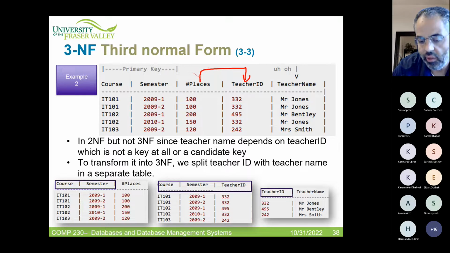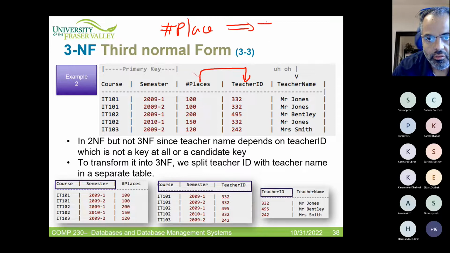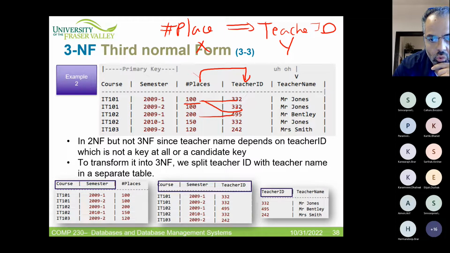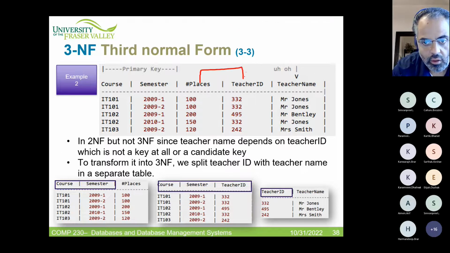Before we go to third normal form, I'm just double checking dependencies. Can we say that number of place gives teacher ID? Yes or no. To have this as a functional dependency means that the X part should be related to at most one value in the Y part. So 100 is related to 332 and also 332. 200, 495. 150, 332. And 120, 242. So I think this gives this, because especially when we have a duplication, it's always related to the same value.